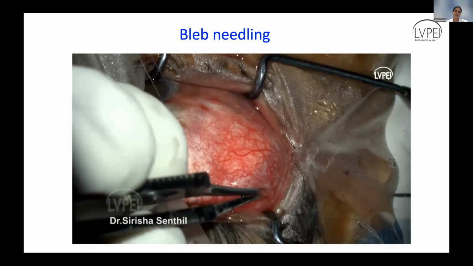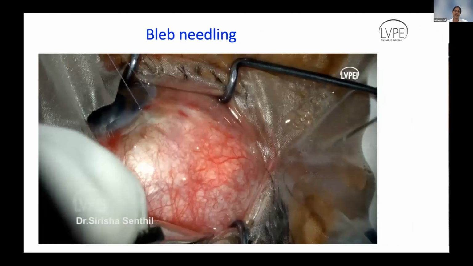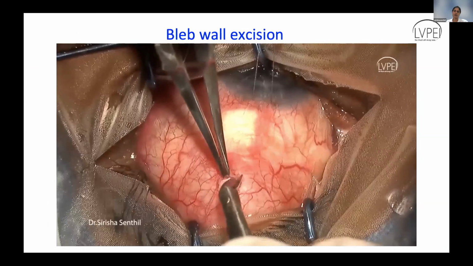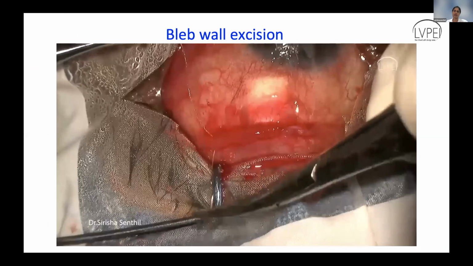And I always try to close that opening with the help of a 10-0 nylon needle. Another thing that people also advocate, and sometimes we also do, is a bleb wall excision. You know that there is a thick fibrous wall that develops around it. So I generally excise the bleb wall, and when I do this, I excise it over the area of the valve, and that also gives me an opportunity to see if there's any fibrous tissue blocking the posterior exit of the valve area, where sometimes we can have a fibrovascular growth on the posterior aspect. So that is excised as well.